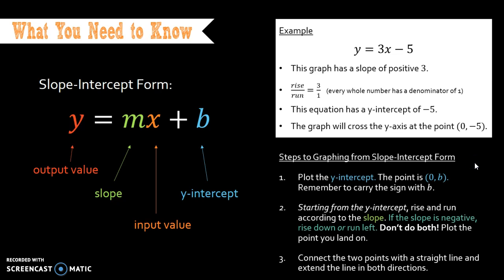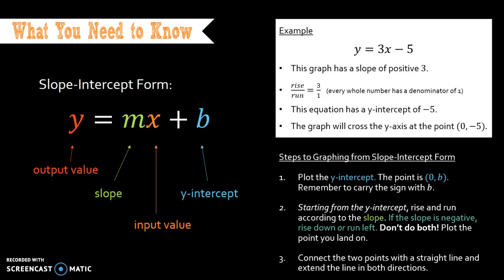The steps to graph from slope-intercept form are pretty simple. You're always going to start by plotting your y-intercept, the point (0, b), and just remember to carry the sign with b. So in this example, we would have the point (0, -5), because this minus sign gets carried with the b value. After you've plotted the y-intercept, you're going to start from that point and do your rise and run according to the slope of the line.